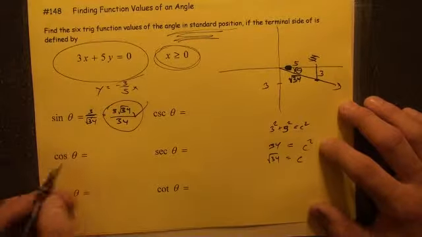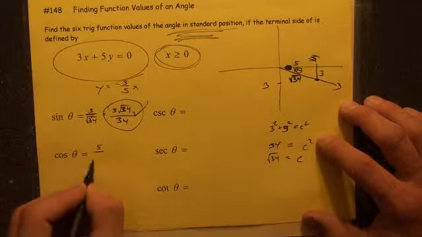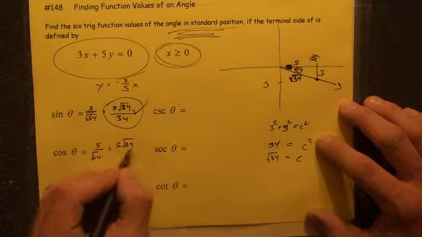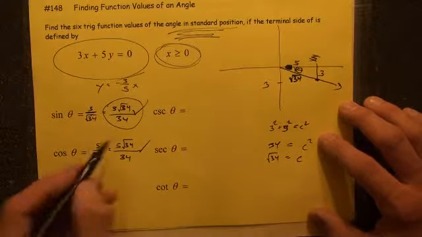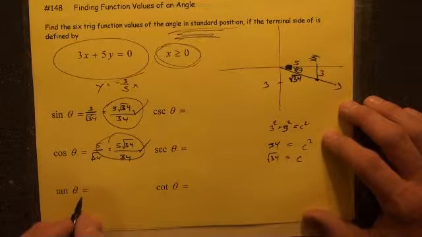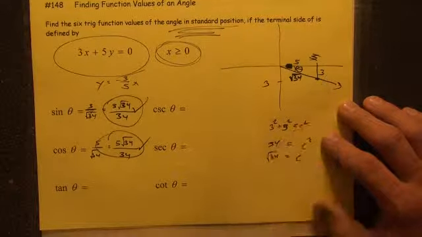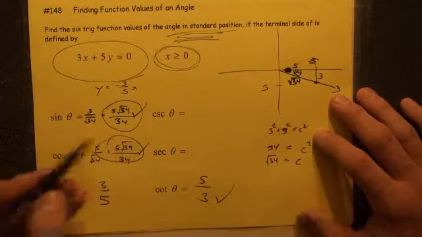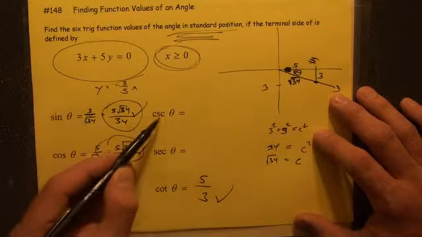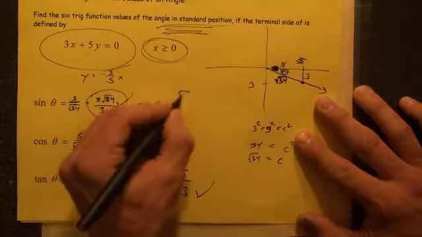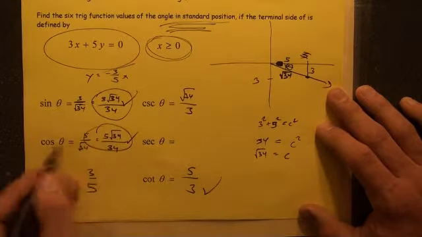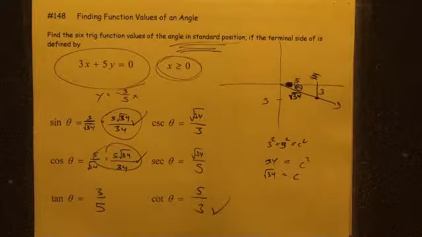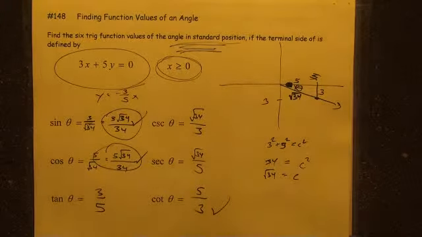value of that angle. Cosine is adjacent over the hypotenuse, so 5 over root 34, which becomes 5 root 34 over 34. Tangent is opposite over adjacent, that's 3 over 5, which gives us 5 over 3 for cotangent. Going back to the original, cosecant is the inverse of sine, so we have root 34 over 3. Secant is the inverse of cosine, so root 34 over 5. And that is pretty much it, except what?